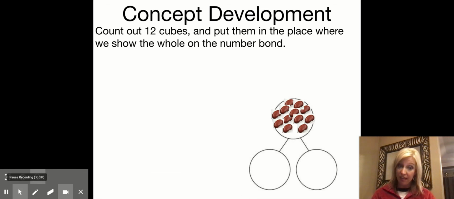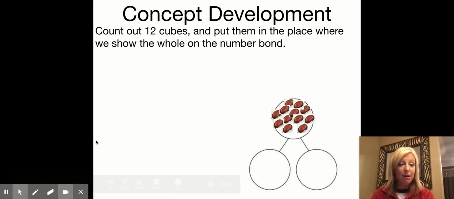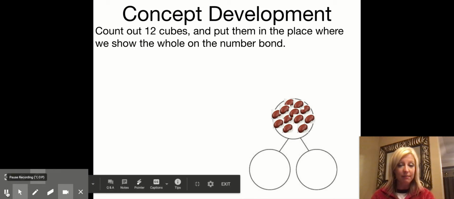Now that you have your number bond drawn, we're going to go to work. I need you to count out 12 of your counters and put them in the place where we show the whole. Remember, on a number bond, the whole goes at the top so that we can break it into its parts. So make sure you start out with your 12 cubes in your whole. Go ahead and pause the video while you do that.